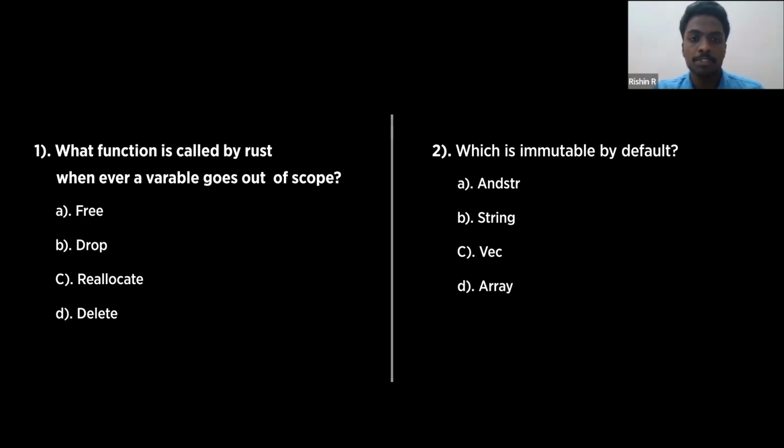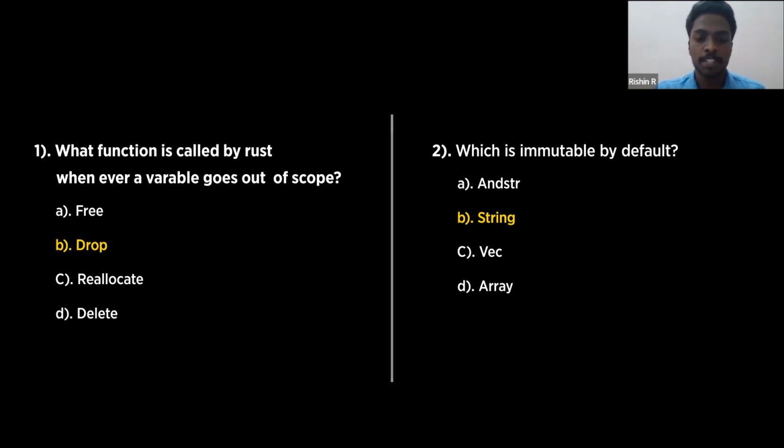So the first question was, what function is called by Rust whenever a variable goes out of scope? The answer is drop. And the second question is, out of the following, which is immutable by default? I have already mentioned that a String is mutable, but an &str is immutable by default.